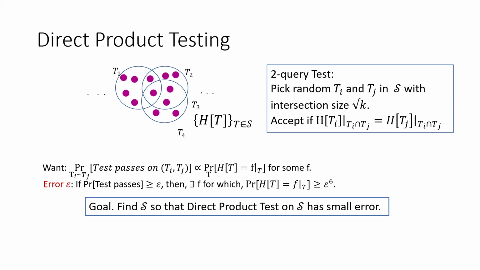So error in some sense is the smallest epsilon for which, whenever the test passes with probability at least epsilon, the probability that h of T is equal to f restricted to T is also at least epsilon to the 6. For example, we'll see tests where it has error 0.99, but when the test passes with probability half, you can't say anything about the function. So it does not have error like half, let's say.